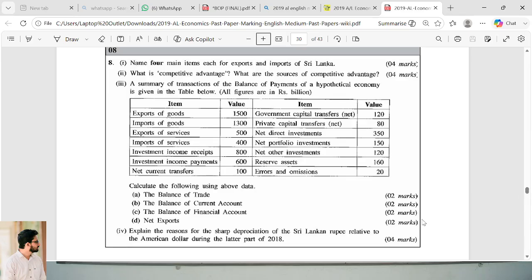See, here 8 marks are given. So show your workings. Don't just give the final answer. Every question is given 2 marks. So be careful.